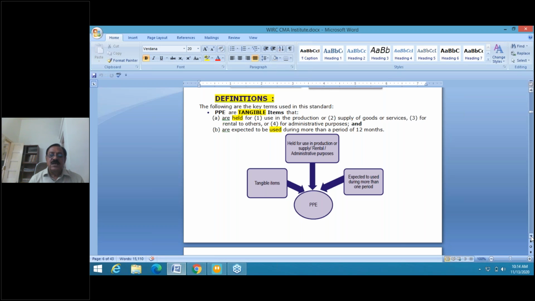So this is your one diagrammatic presentation. PPE conditions: tangible items held for use in production or supply, rental, administrative purpose, expected to be used during more than one period, only then it comes here.